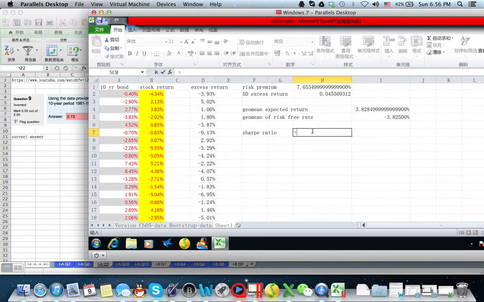Then we can calculate the Sharpe ratio now. It equals the risk premium divided by the standard deviation of excess return. So that's 1.6795, and we round it to 2 decimal places. So that's 1.68.